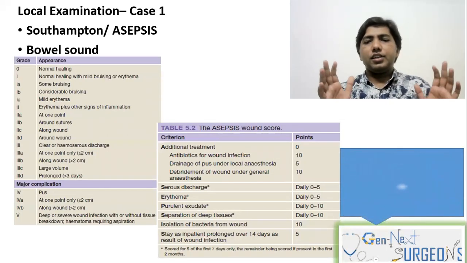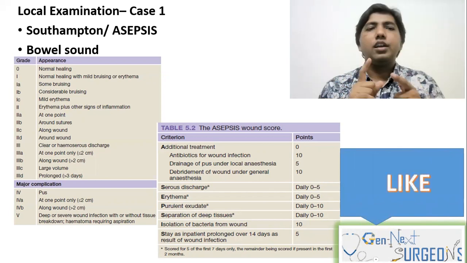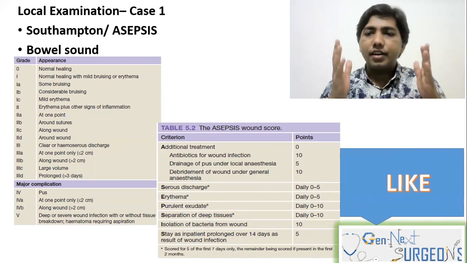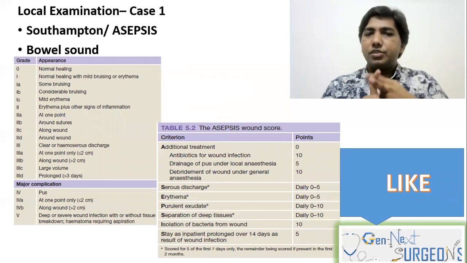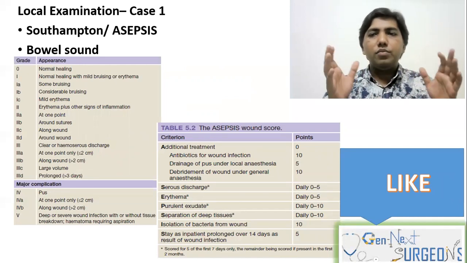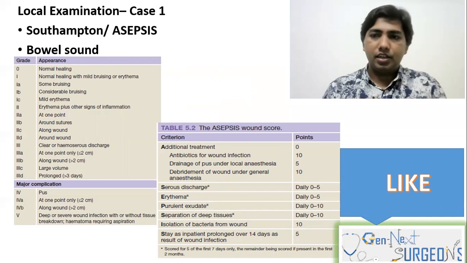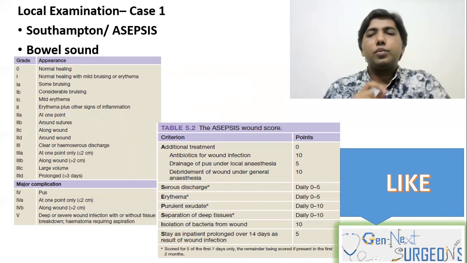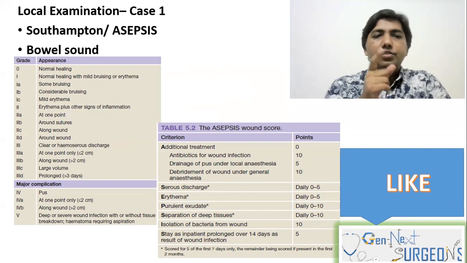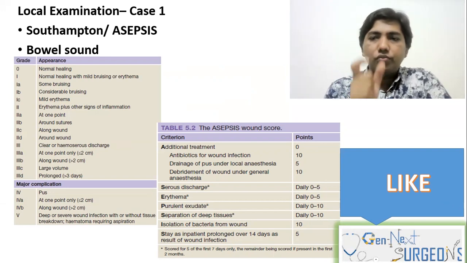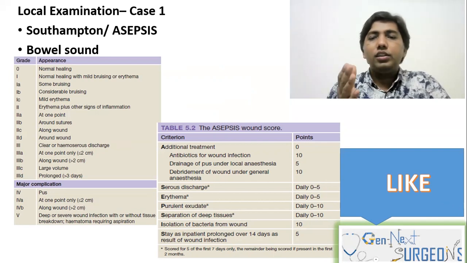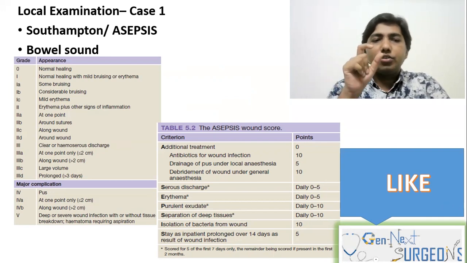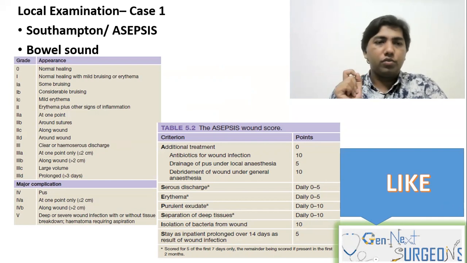If I talk about the local examination, in case one, as this patient has an infected wound, there are two grading systems: the Southampton grading system and the ASEPSIS grading system. In the Southampton grading system the wound is better categorized, as it grades the operative wound from 0 to 5. Grade 0 means normally healing. Grade 1 means healing but with mild erythema or bruising, and that is also subdivided into 1A, B, C.